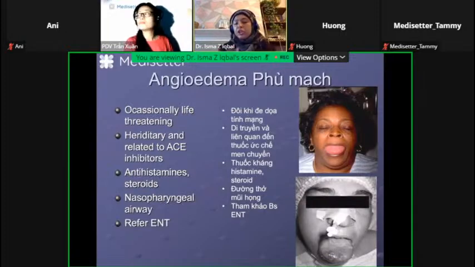So before the patient gets to this stage, it's important to give them antihistamines to stop the reaction, and also steroids, which if they can take them orally before the mouth is swollen, they can take them orally. Otherwise, you give them intravenously.